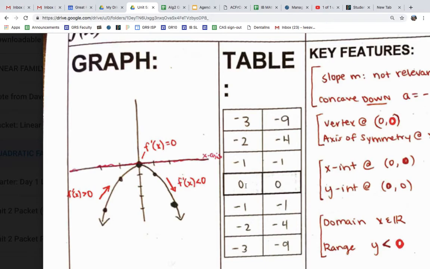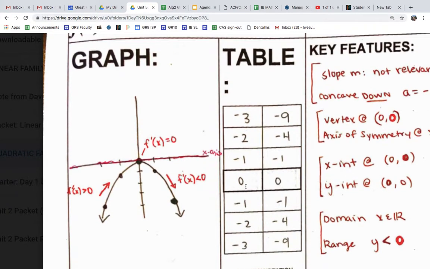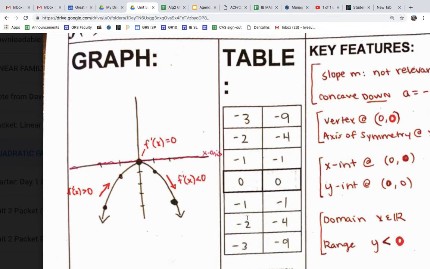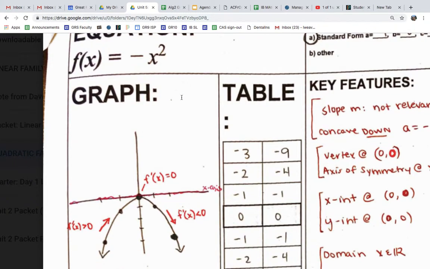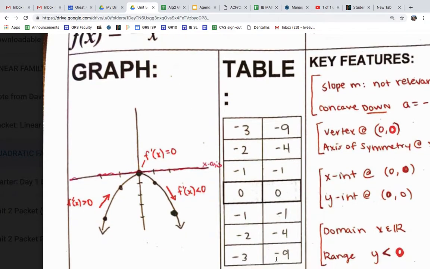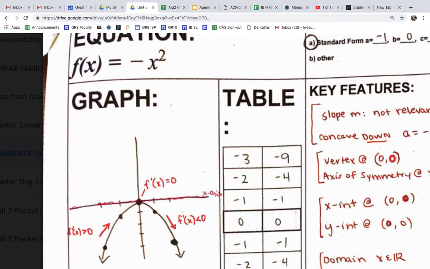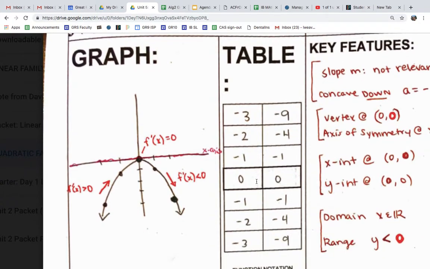Whoops, where did these negatives come from? This should be positive 1, positive 2, positive 3. If we put 1 into the equation, 1 squared is 1, and then make that negative, that should be negative 1. 2 squared is 4, made negative is negative 4, and positive 3 squared is 9, made negative is negative 9. We know that it's symmetrical, so the y values will be the same on both sides. Make sure these are positive.